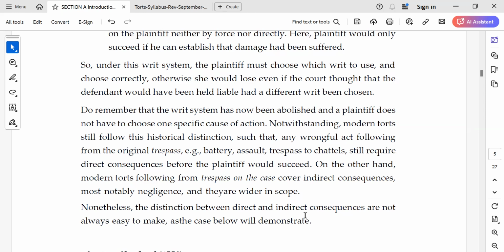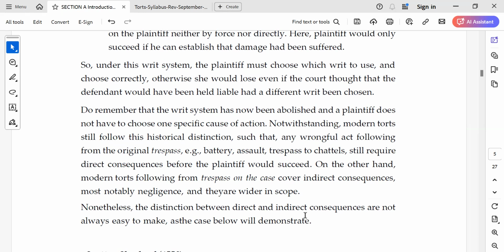If it is any other category, then we have to specifically say it was trespass on the case. Then later we can't change, just because we think that the defendant would have been held liable if a different writ was chosen earlier. Do remember that the writ system has now been abolished and the plaintiff does not have to choose one specific cause of action.